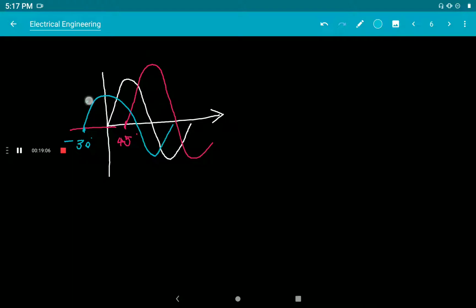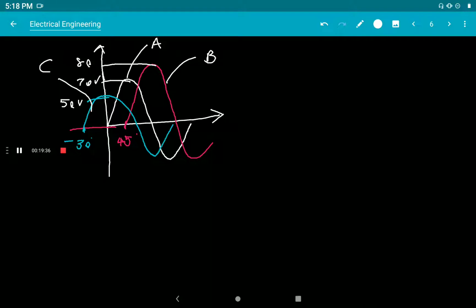Okay. So the value, now I will mark the value of each one. This is 50 volt. Okay, and this one is 70, and this one is 80. So this is A, B, and this one is C. Okay, so there are 3 sinusoidal waveforms. We are going to represent these as a phasor diagram.